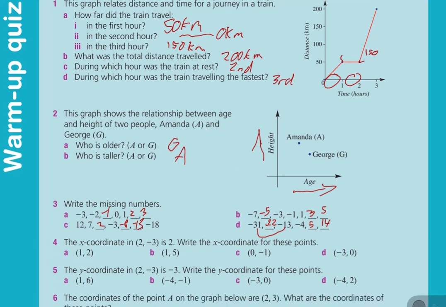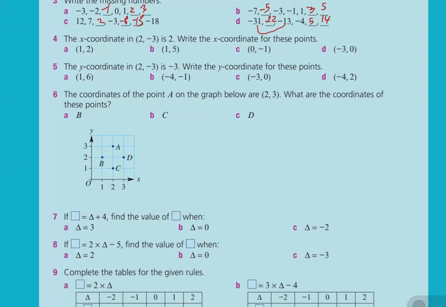Okay. Keeping on going. The x-coordinate in (2, 3) is 2. Right, the x-coordinate for these points. So the x-coordinate is the first point. Just think of it alphabetically. X and then Y. So 1, 1, 0, -3. And for Y, it's going to be the other way around. Y is always going to be the second one that's listed. So here, it's going to be 6, -1, 0, 2.